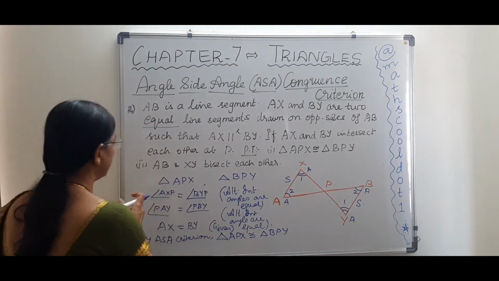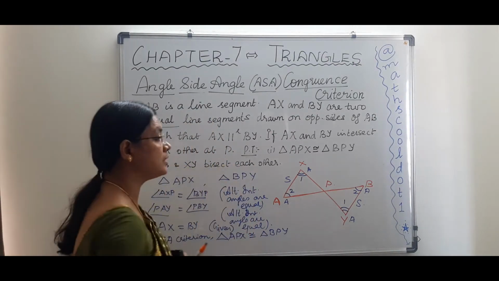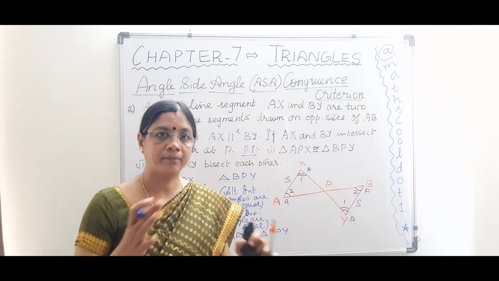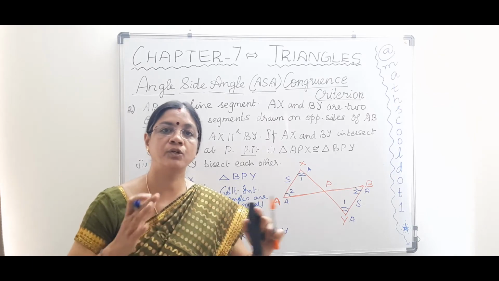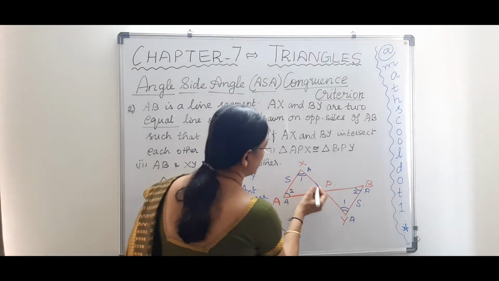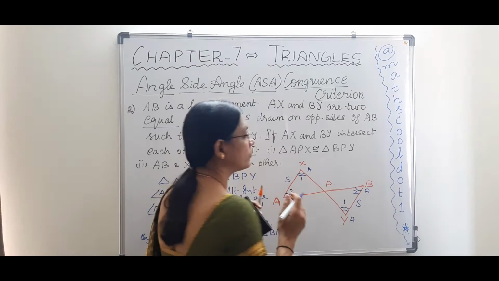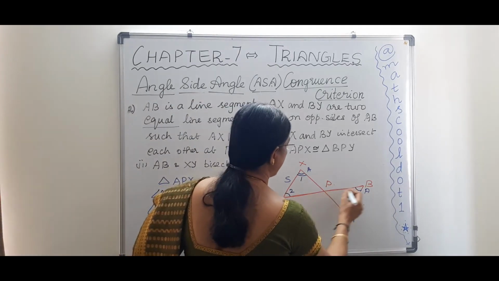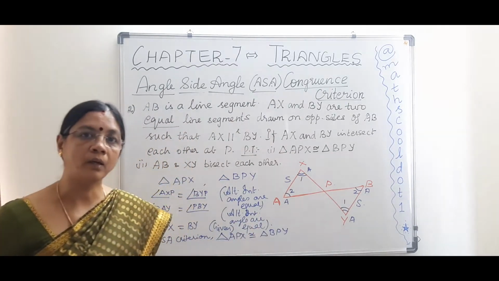Now what about the second condition? AB and XY bisect each other. How do they bisect each other? What do you mean by bisecting? Dividing it into two equal halves. So AP and PY should be equal in length. Likewise, AP and PB should also be equal in length.